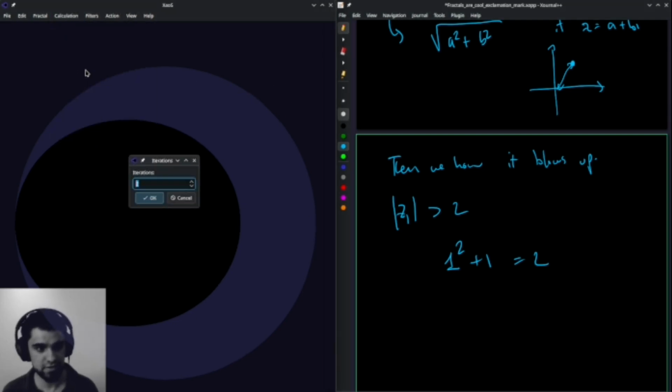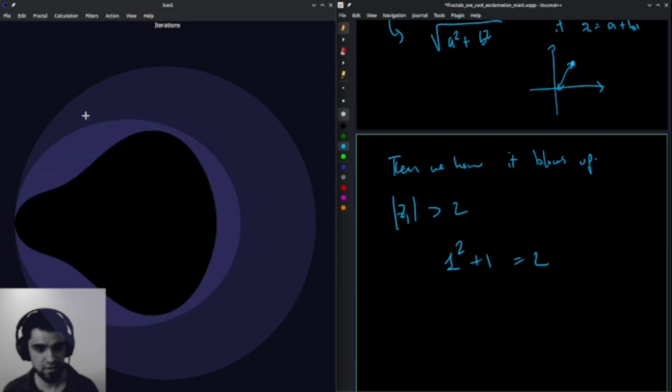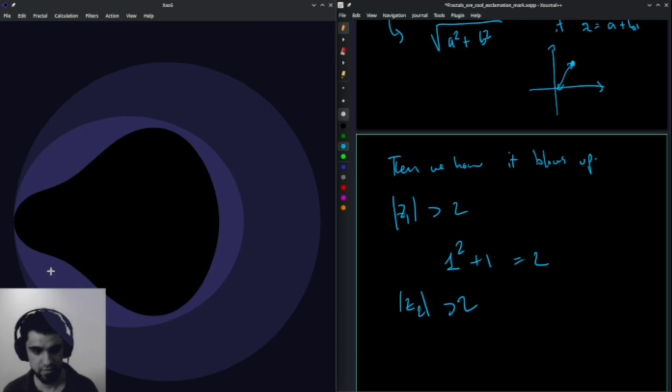And so if we increase the number of iterations, now these are all the things such that z_2 is bigger than 2, the new things that have been removed in here. And so we just keep removing more and more.